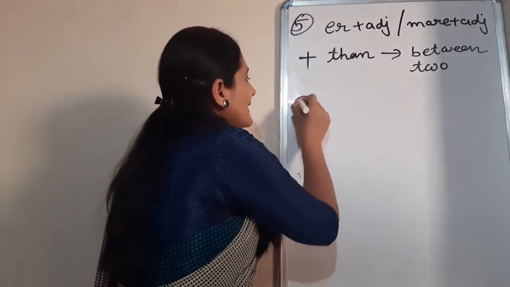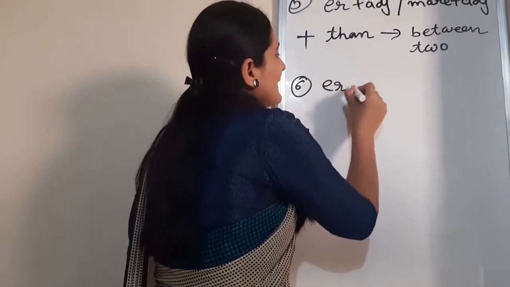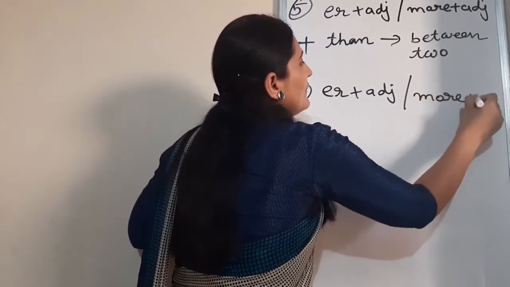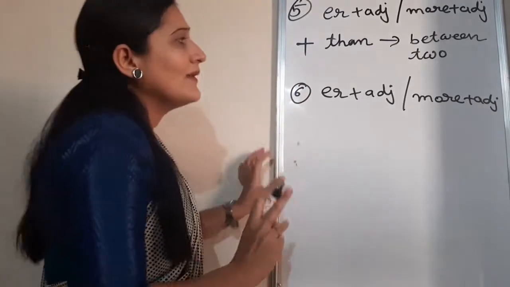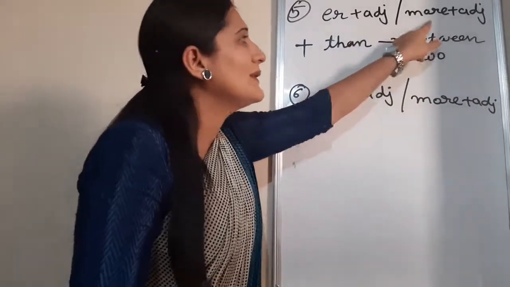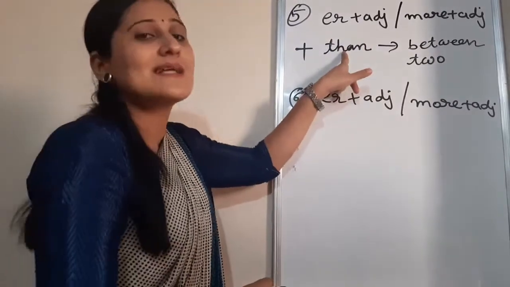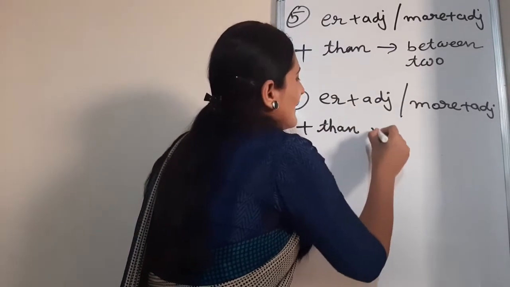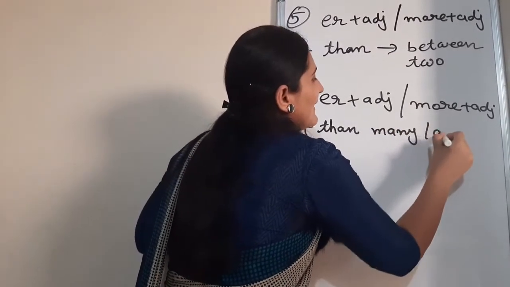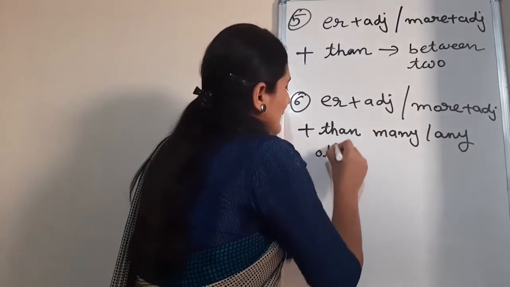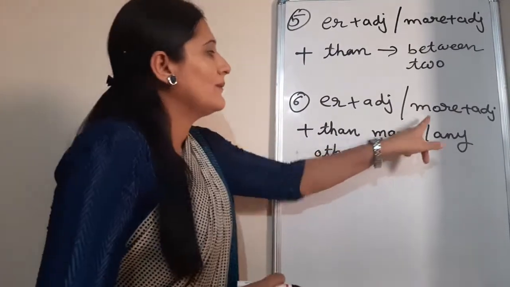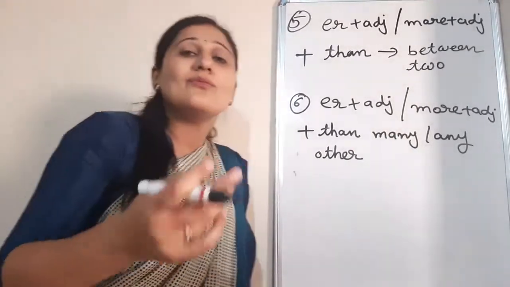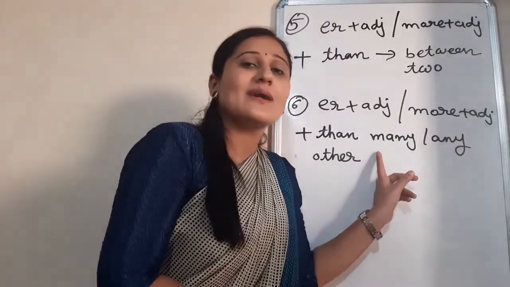Now the 6th rule is we need to write the same thing, er plus adjective or more plus adjective. This will be the same because it is a comparison between 2, only the back side will be changed. So here we need to write then many other or then any other. That I will tell you, when you can add any and where you can add many, right?